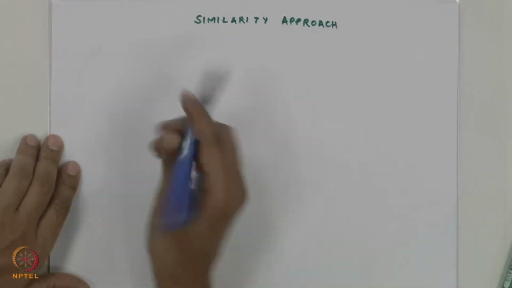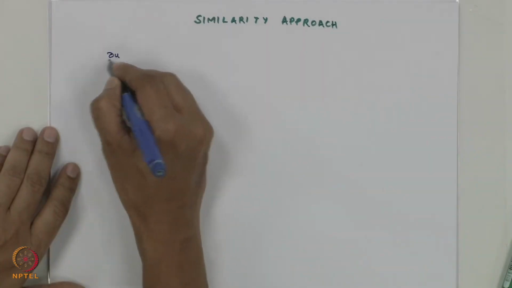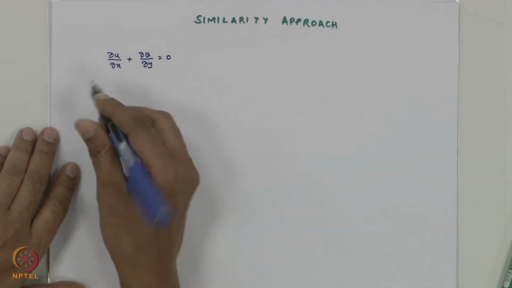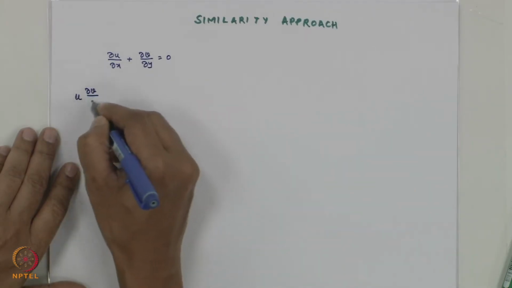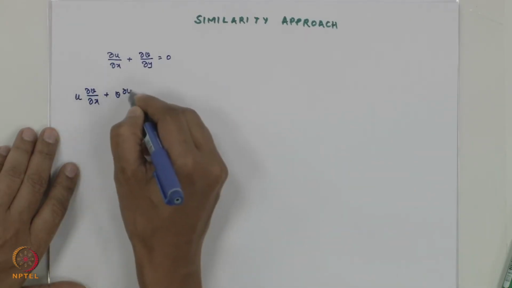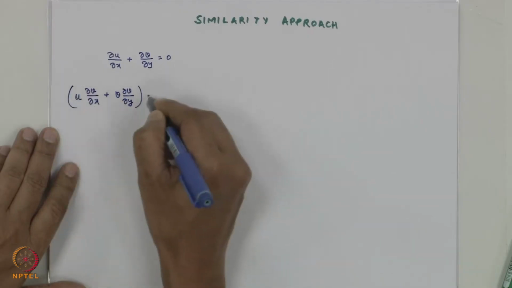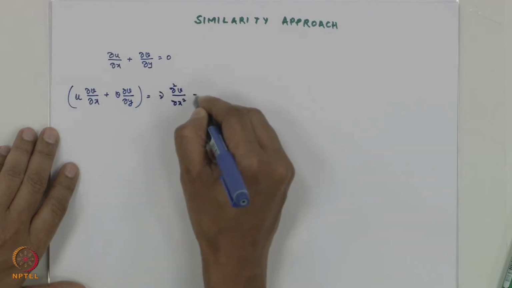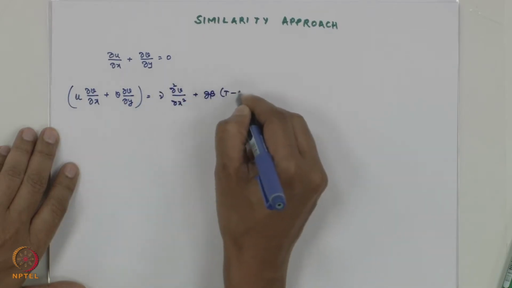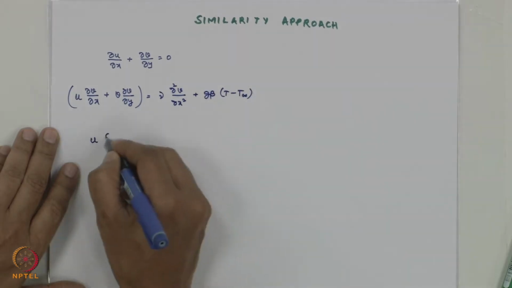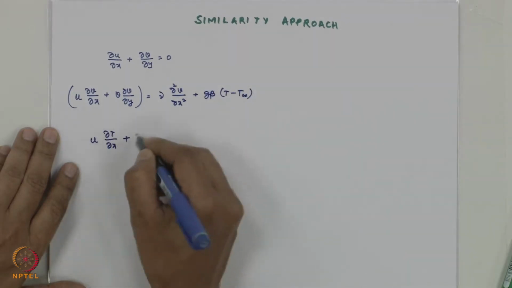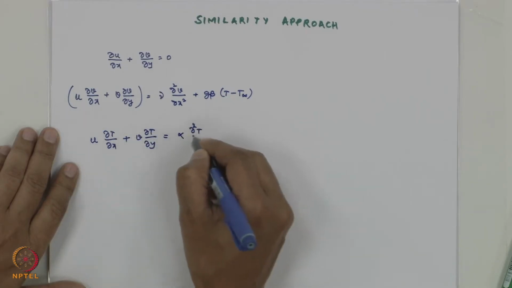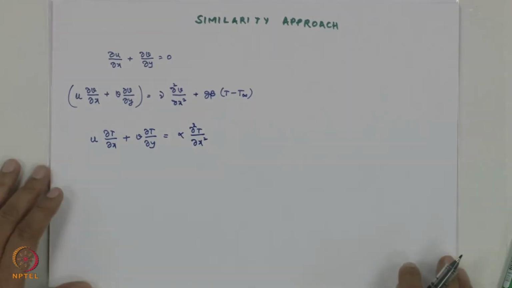So in the similarity approach, we write our equations, boundary layer equations only: del u by del x plus del v by del y equal to 0; u del v by del x plus v del v by del y equal to nu del squared v by del x squared plus g beta (t minus t infinity). And the energy equation: u del t by del x plus v del t by del y equals alpha del squared t by del x squared. The other term will be negligibly small.